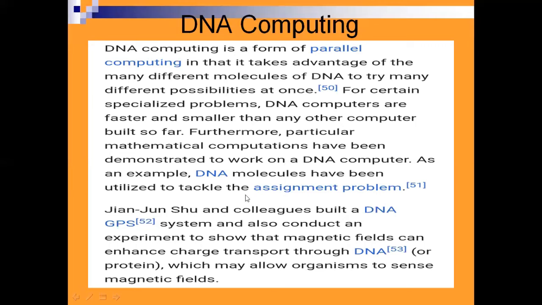DNA molecules have been utilized to tackle the assignment problem. And in another one, Jian Zhu and colleagues built a DNA GPS system and also conducted an experiment to show that magnetic fields can enhance charge transport through DNA. There are sometimes proteins. So this may allow organisms to sense magnetic fields.